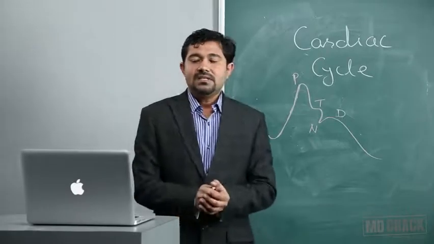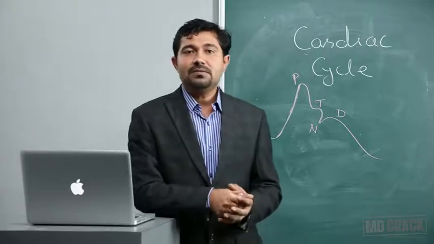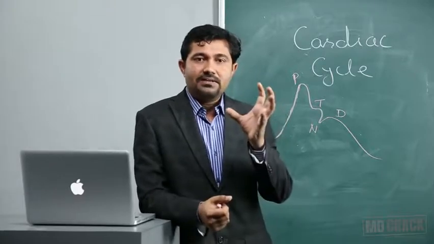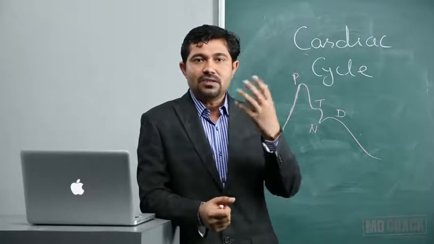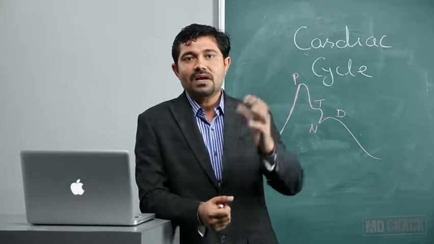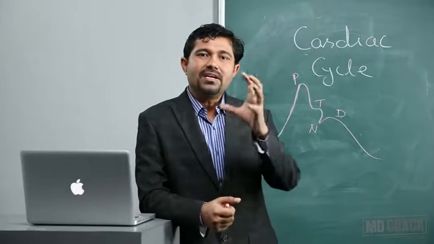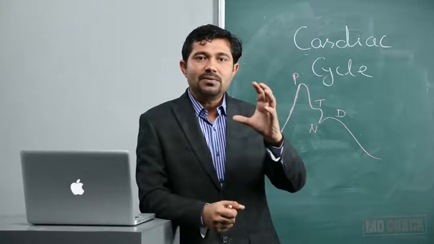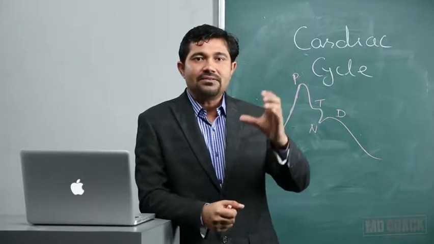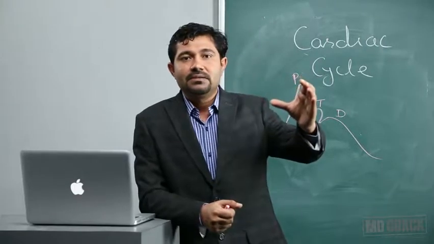What is arterial pulse? First, what is the cause of generation of the pulse? Whenever the ventricle contracts, it puts the stroke volume inside the aorta. The aorta is already filled with blood. So what will the aorta do? The column of blood which was already filled in the aorta will be shifted forward.